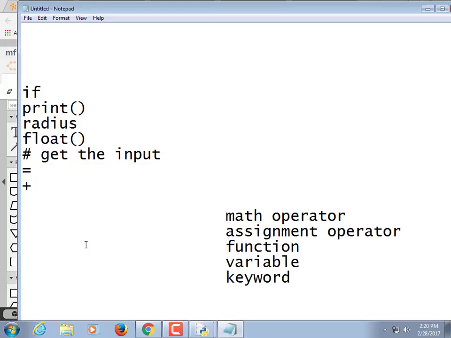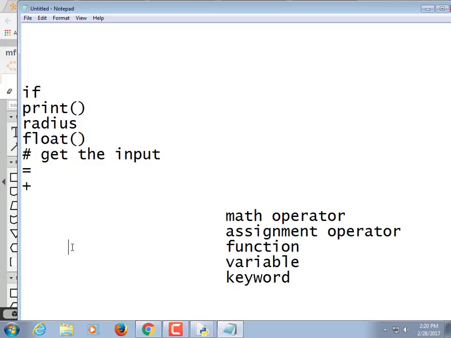Which one of these is a math operator? The plus. Kind of tricky. You may think equals is a math operator, but actually equal doesn't do math. It assigns a value to a variable. So that's called the assignment operator. Equal sign's an assignment operator. The plus is a math operator, along with division and subtraction and all those other fun ones.